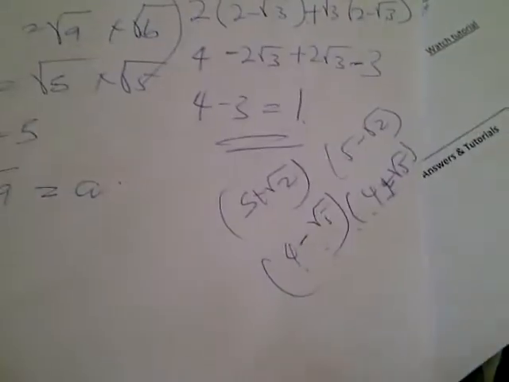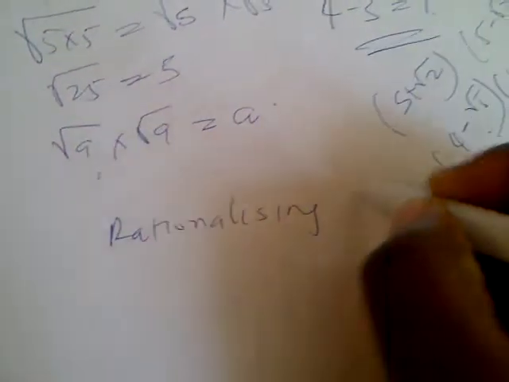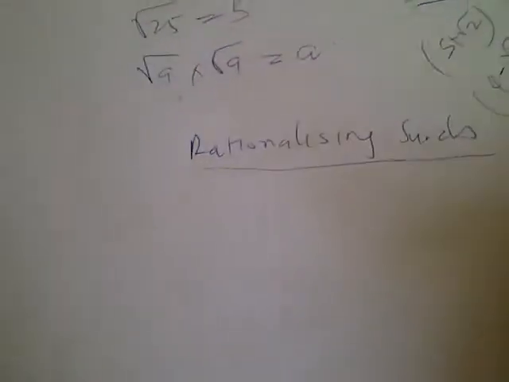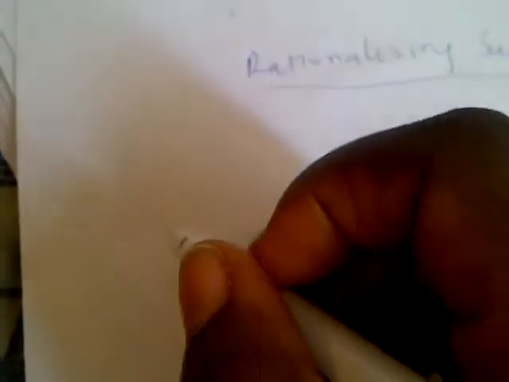So now let's look at rationalizing surds. When you're talking about rationalizing surds, all you just mean is clearing the denominator of a surd and making it a whole number. You're just getting rid of the surds at the denominator of a fraction. For example, 5 over root 6. If you're asked to rationalize it, it just means multiplying.